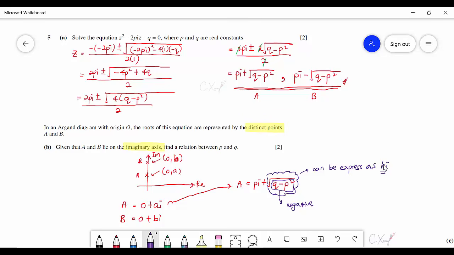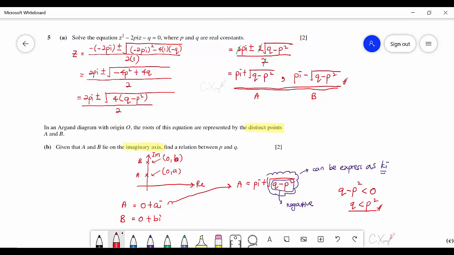Okay, so since I already know that I want q minus p square to be a negative value, we have to show that q minus p square must be smaller than 0. Because when q minus p square is smaller than 0, you have square root of a negative something, and you can put it as square root of something times I. So this is our main objective here. That's why I must let q minus p square be smaller than 0, and therefore I get q smaller than p square.